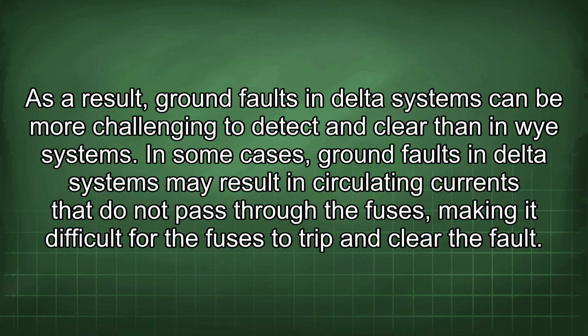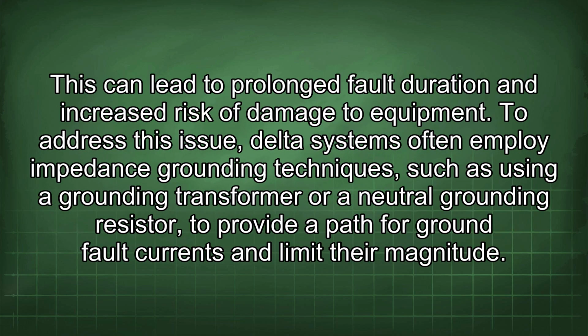In some cases, ground faults in delta systems may result in circulating currents that do not pass through the fuses, making it difficult for the fuses to trip and clear the fault. This can lead to prolonged fault duration and increased risk of damage to equipment. To address this issue, delta systems often employ impedance grounding techniques, such as using a grounding transformer or a neutral grounding resistor to provide a path for ground fault currents and limit their magnitude.